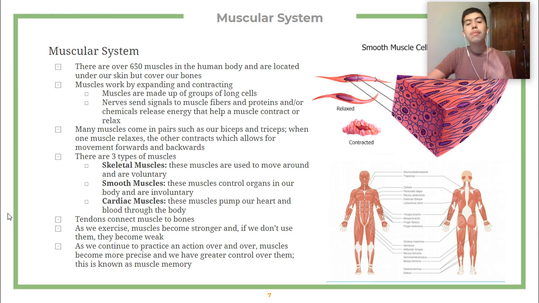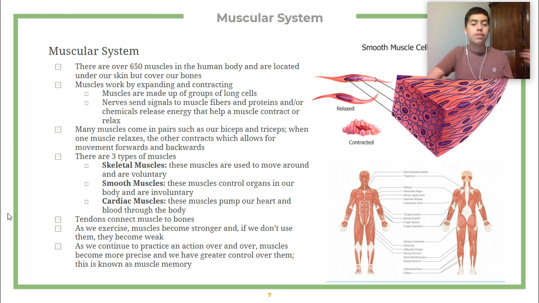And then there are three types of muscles. We have skeletal muscles, and these are muscles which are used to move around and are voluntary, so we control these. And then we have smooth muscles, which control our organs in our body and are involuntary, so we don't control what smooth muscles do. And then we have cardiac muscles, and these muscles pump our heart and blood throughout the body. So these muscles help keep our heart pumping and blood moving throughout the entire body.